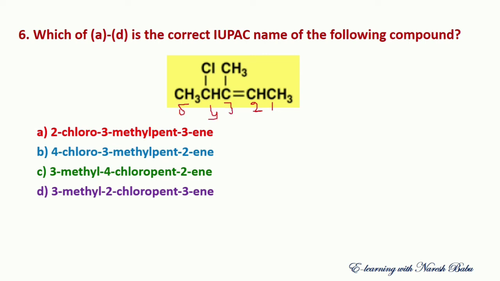So according to alphabetical order, chlorine will come first. So 4-chloro. Only one option has 4-chloro. The third position has the methyl, 3-methyl, pent, the 5-carbon chain, 2-ene. The second position has the double bond. So B is the correct answer.